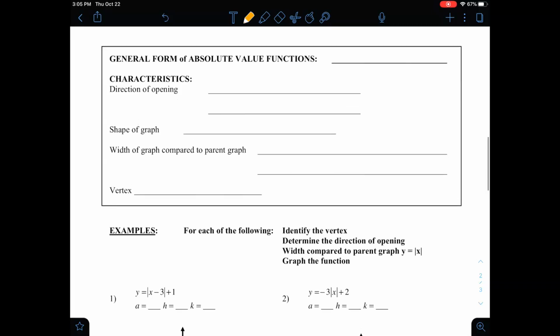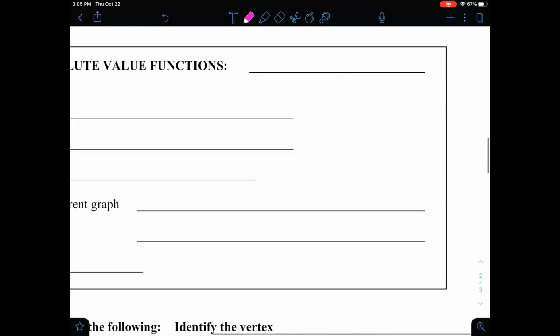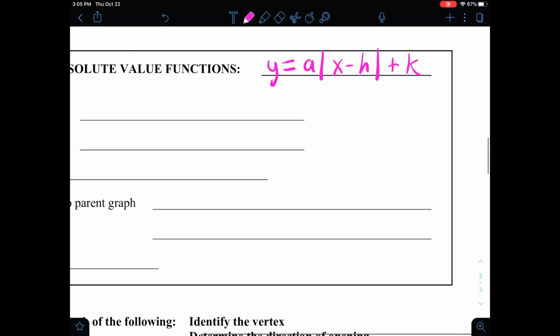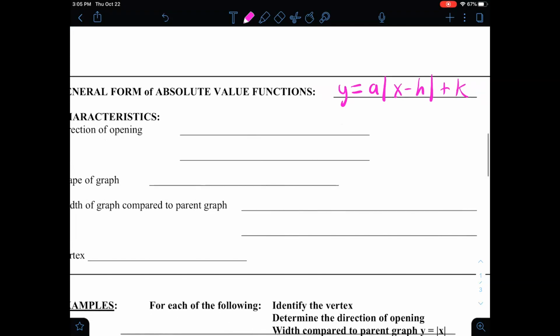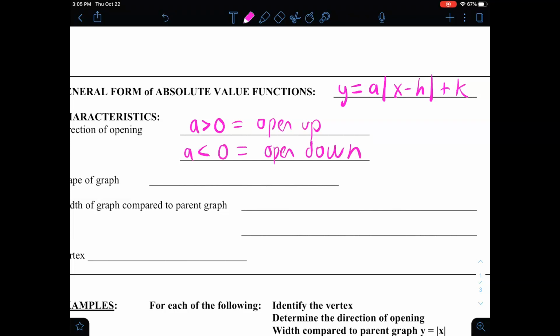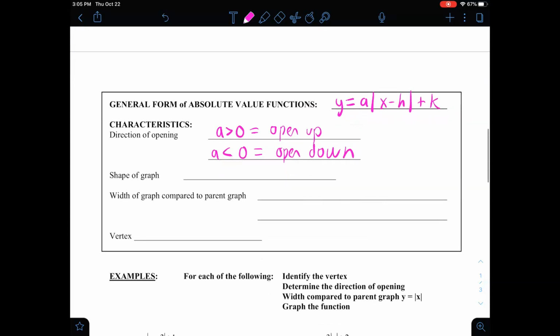Got a lot more to cover here. All right, the general form of an absolute value function. Remember, it's going to be y equals a times the absolute value of x minus h, plus k. A couple of things: a greater than 0 means it's going to open up, and a less than 0 means it's going to open down. The shape of the graph is V-shaped.